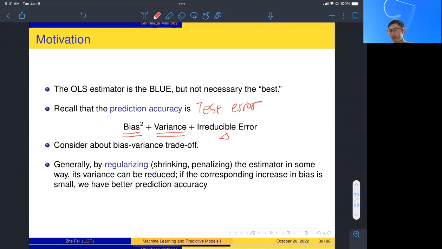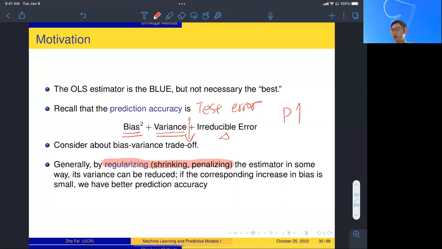So this is a general decomposition for the prediction error or prediction accuracy. So if we consider this bias variance trade-off, the idea is regularizing, shrinking, or penalization. These three words essentially mean the same thing. People use them interchangeably. They mean the same idea, that we want to control the model size, or penalize the estimators to reduce the variance.